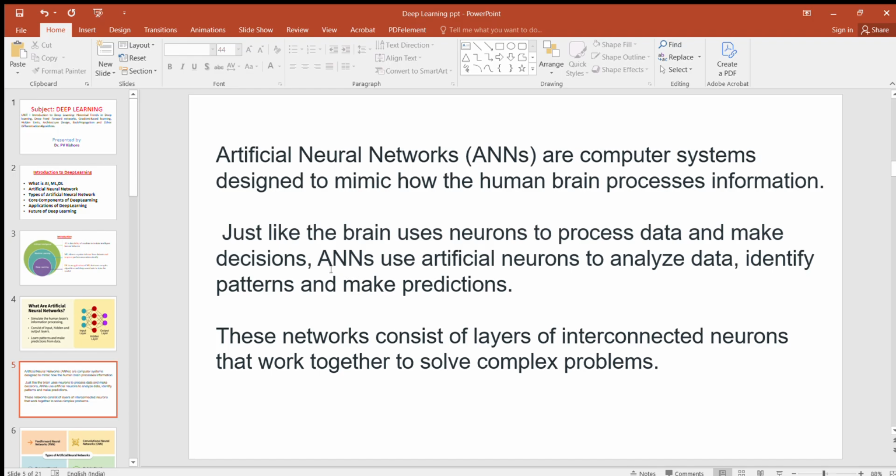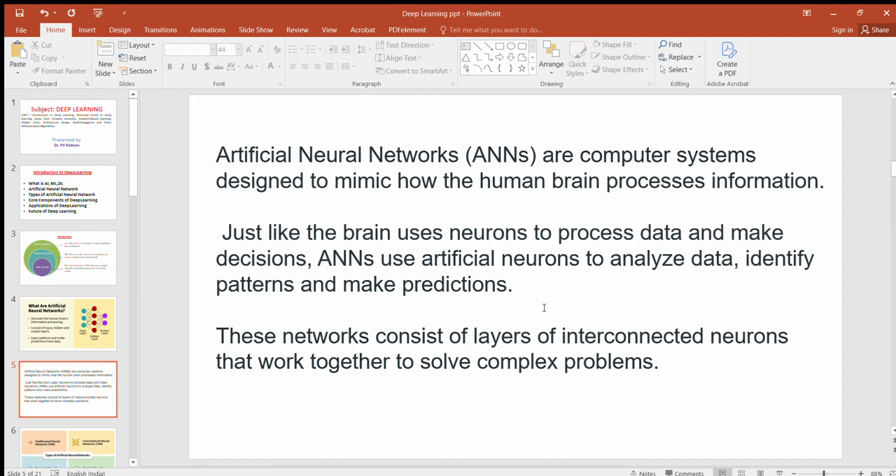ANNs, artificial neural networks, use artificial neurons to analyze data. In the same way as the brain thinks, the artificial neural network also will think. We have to create artificial neurons for the purpose of analyzing the data, first thing. Next, identify patterns. By analyzing the data, the machine wants to take the decision, and many patterns or solutions are automatically generated. Out of all, only the best one can be taken. So identifying patterns means choosing from the different solutions the best one.